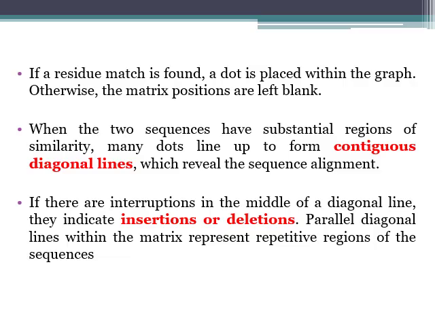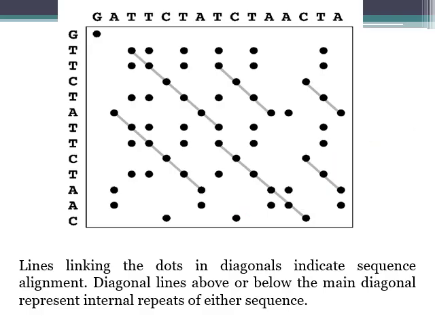And when two sequences have a substantial region of similarity, many dots line up to form a continuous diagonal line, which reveals the sequence alignment. If there are interruptions in the middle of the diagonal line, they indicate insertions or deletions in either of the sequences. And parallel diagonal lines within the matrix represent a repetitive region of the sequences. So in this example, you can see the two sequences to be aligned. We have written them on the two axes of the matrix.